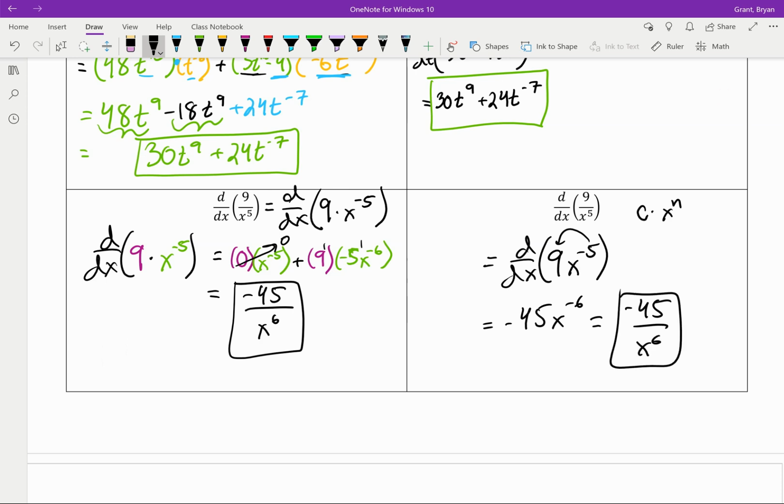Ta-da! Easy. Way faster. I see a lot of people start to use the product rule here. You don't need the product rule with the constant. Can you do it? Sure. Is it more work than it's worth?